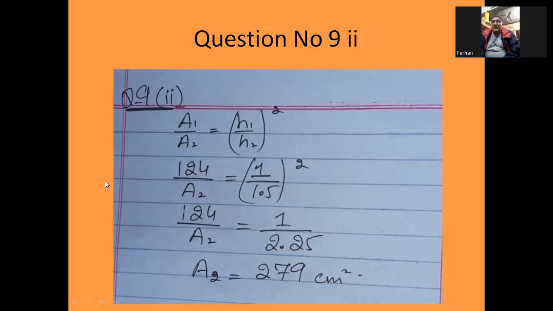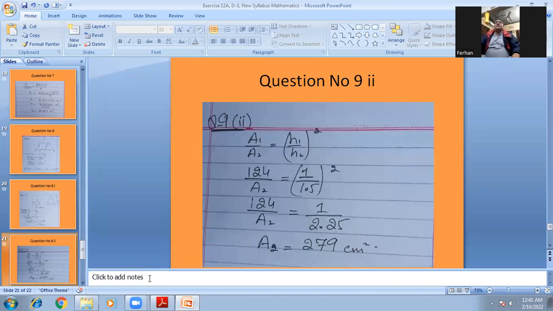So 124 divided by area 2 will be equal to, in your calculator, if you enter 1 divide 1.5, equals, square, answer, equals, so you get 1 divided by 2.25. So cross multiply it, so area 2 will be equal to 124 multiplied by 2.25, and that will be 279 centimeters square. So when you multiply 2.25 with 124, you get 279 centimeter square. So that was question number 9.